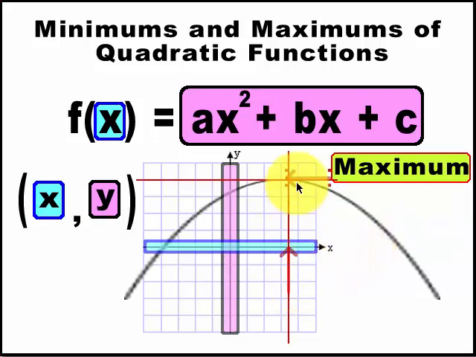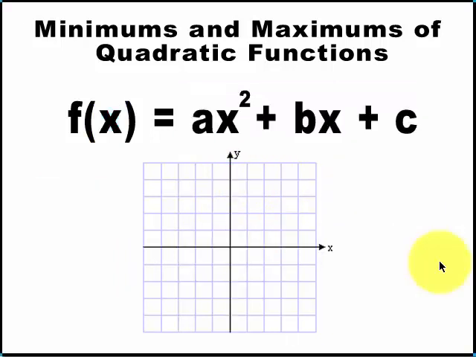And for our example, it would be whatever this point is right here. And you would have a specific x that would generate that specific y, which is also the maximum. And the minimums work the same way, but upside down.